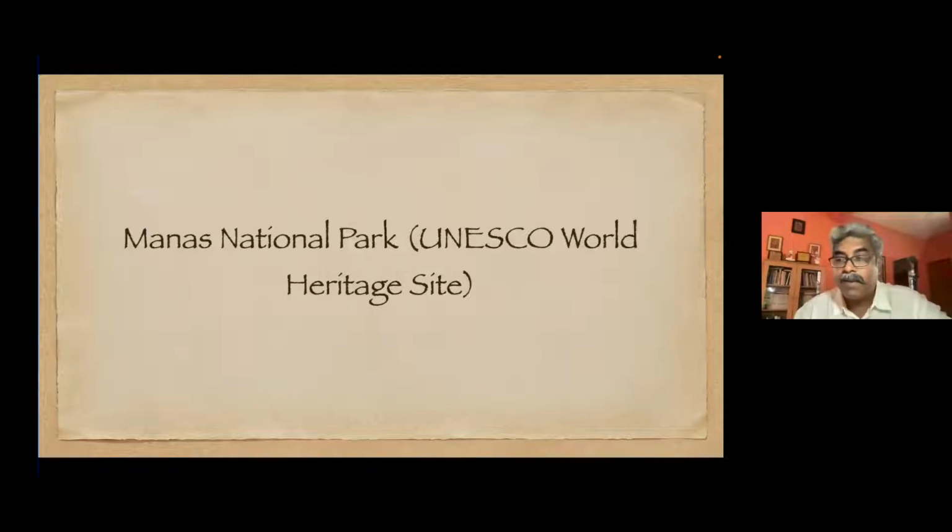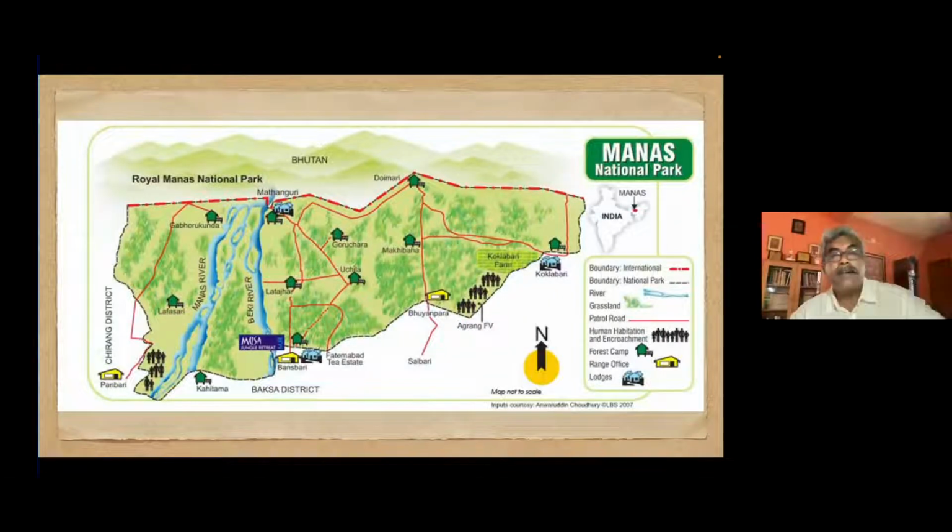Next, we go on to the Manas National Park, which is a UNESCO World Heritage Site. If you notice, Manas National Park shares its international boundary with the Kingdom of Bhutan, and it is an extension of the Royal Manas National Park in Bhutan. Now, this place is spread over about 500 square kilometers, and it falls in the foothills of the eastern Himalayas, and it gets its name from the Manas River. And this place, you notice, it is more of a semi-evergreen forest.